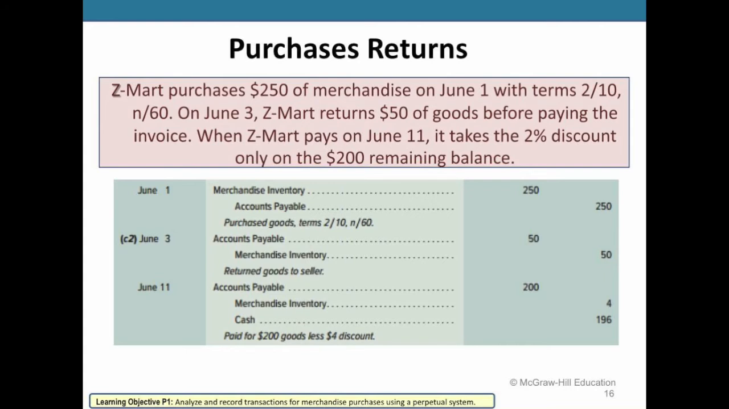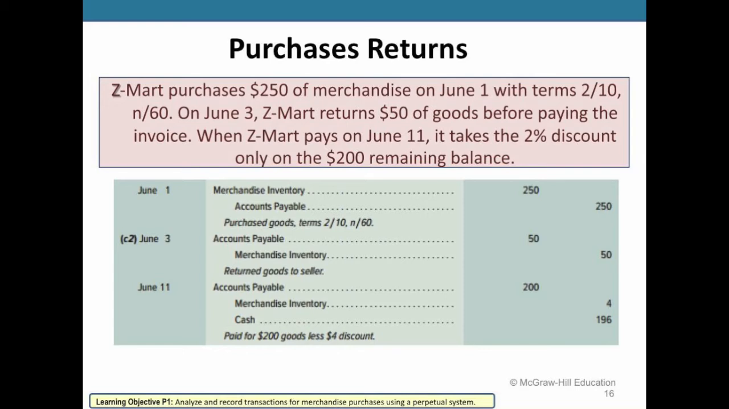Now, as far as the return goes, if we had purchased $250 with terms of 2/10 net 60, and then returned $50 of the goods before paying the invoice, we're essentially going to perform the transaction for that $50 portion in reverse. So when we make the purchase, we're going to debit inventory by 250, credit accounts payable by 250. The return is just going to be debiting back the accounts payable, so we'll no longer owe the $50 of the 250, and crediting off the inventory, so we'll no longer have the $50 of the 250.